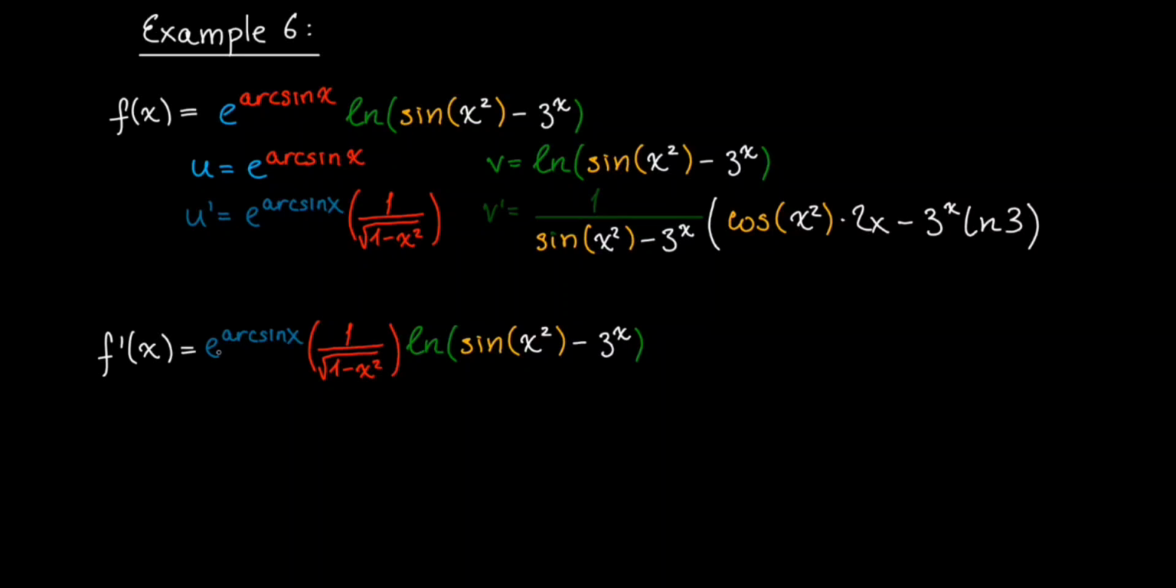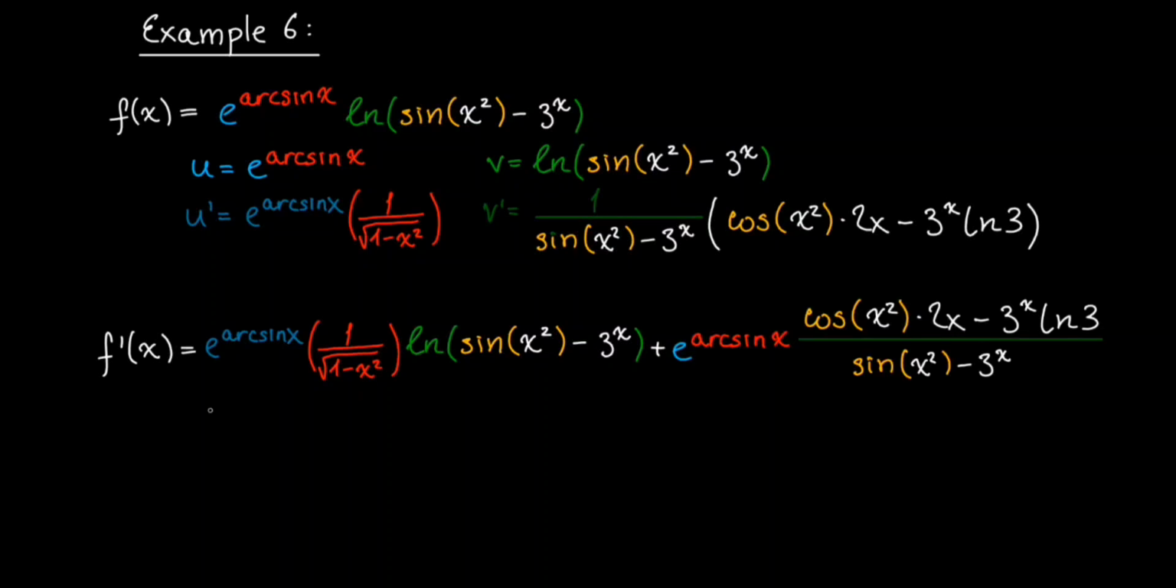The first part is going to be e raised to the power of arcsine x multiplied by 1 over the square root of 1 minus x squared. And we multiply this by the original v, which is the natural log of sine x squared minus 3 to the power of x. And then we add this with the original u multiplied by v prime. And this entire monster here is going to be the derivative of f. Trying to simplify this just doesn't make sense, so we can just leave it like this.